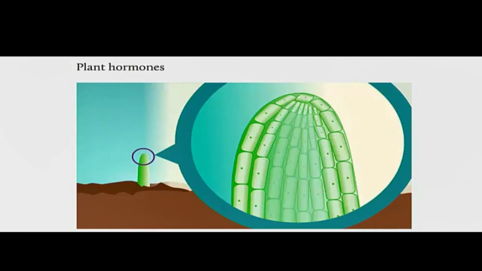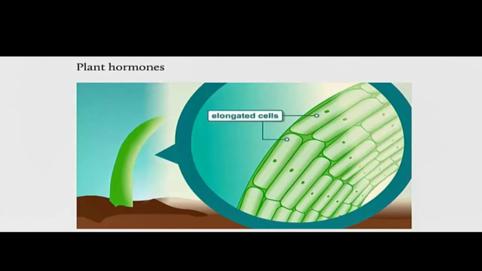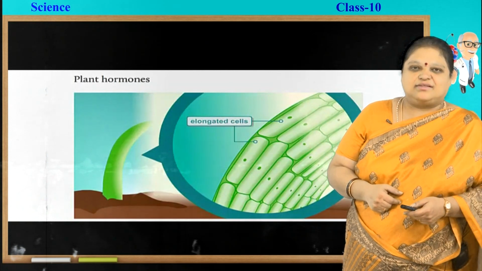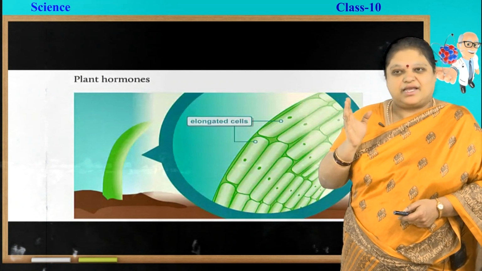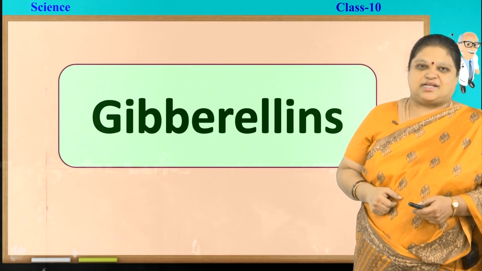So, what happens is naturally the cells present in that direction will become elongated, and the cells present towards the light will be very short, and finally they will bend towards the light. See there. So, the cells got elongated, they bend towards the light. So, like this auxins are present in the tips and they help in bending towards the light. Next we will see gibberellins.